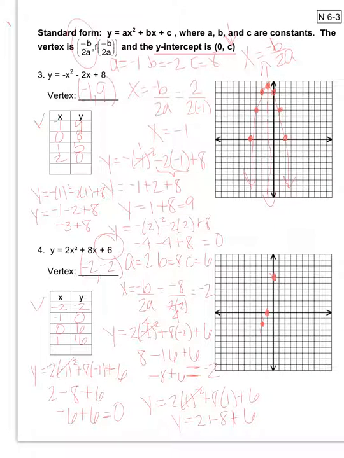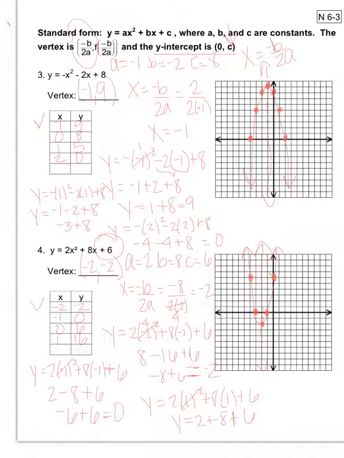So I'm going to draw my axis of symmetry line and then reflect those points on the other side. This pen doesn't do very well when you're graphing.